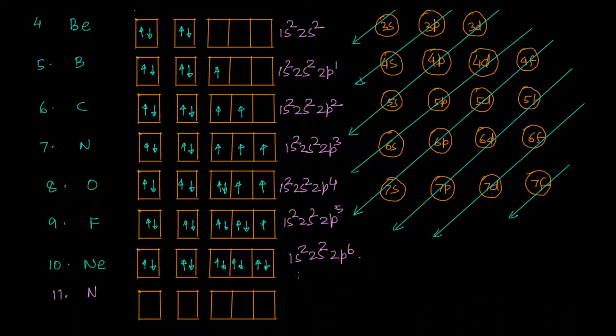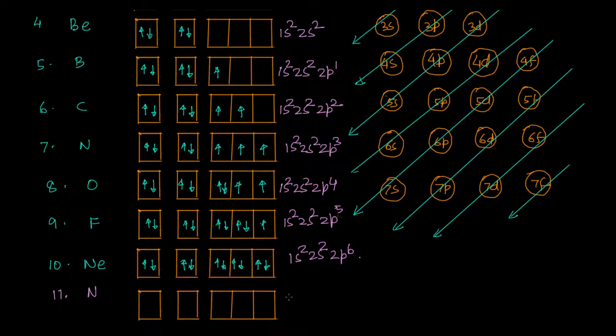Okay, so what we do normally here is write the core for the noble gas. So you can write it as neon and enclose it within a bracket. Okay? And then what happens? Let's move on. So it goes to 3s.